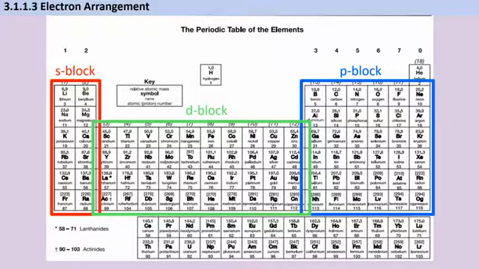Now, if we look at our periodic table, we can start to divide this up based on what's the subshell that these elements have their final electrons in. So if you're an element where your last electron goes into the S subshell, then you're part of the S block. If it goes in the P subshell, then you're in the P block. And if it goes in a D subshell, you're in a D block.